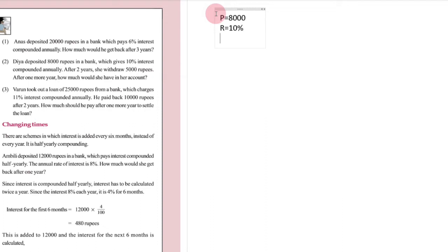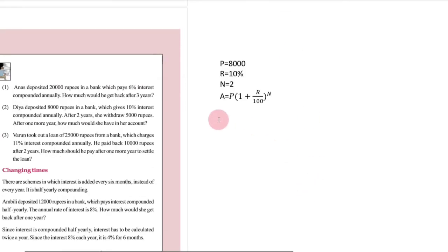First we can calculate the compound interest or the amount for the first 2 years. Then she withdraws some amount from the account. So first we calculate the amount after 2 years, so n is equal to 2. Then what is our equation? Amount A is equal to P into 1 plus R by 100 raised to n.